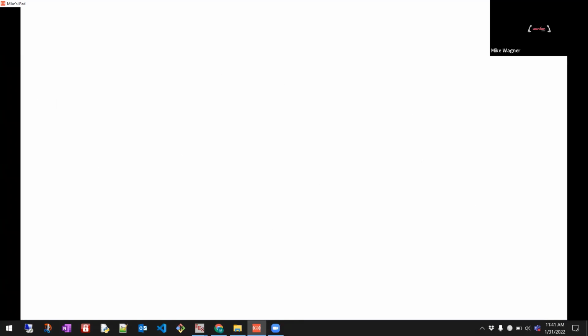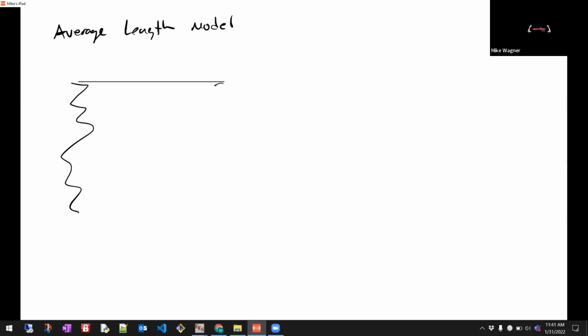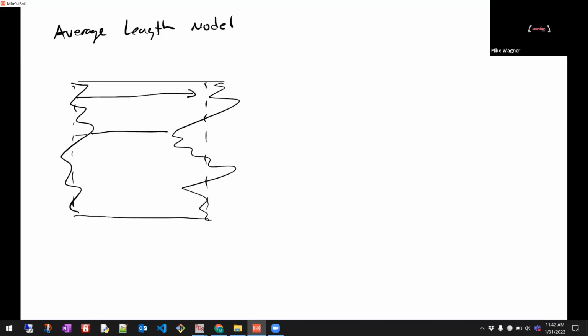So then the last thing was the average length model. This is another option. The idea here is, let's say we have some surface, like this, and it's like this. And here's our kind of average position for each side. The average length model attempts to compute the total resistance based on the distance that the heat has to travel in this direction, right? The average distance.